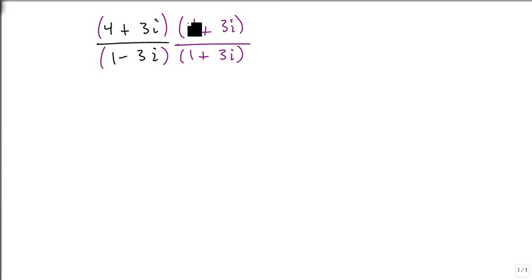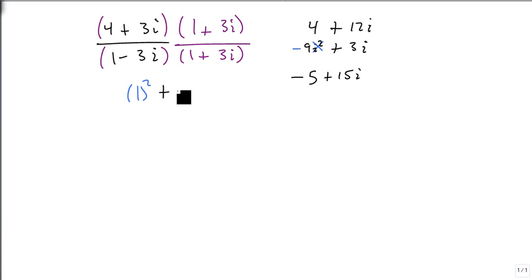So now we FOIL. 4 times 1 is 4. 4 times 3i is 12i. 3i times 1 is 3i. And 3i times 3i is 9i squared, which I'm going to change into a negative 9 to deal with the i squared. 4 minus 9 is minus 5. 12i plus 3i is 15i. In my denominator, I'm going to take the 1 squared, and I'm going to add 3 squared, because remember the i squared turns that into a plus instead of a minus. So this becomes 1 plus 9, which is 10.